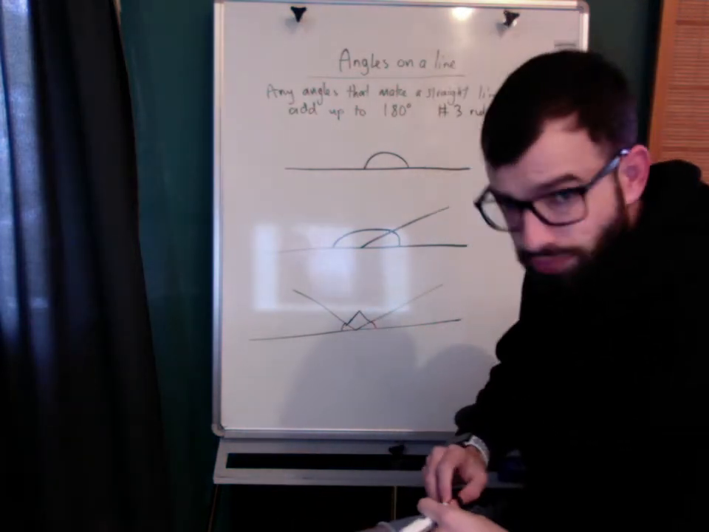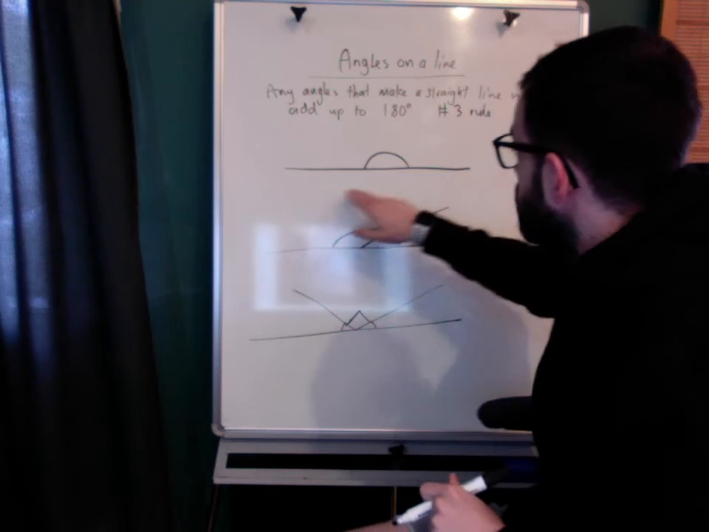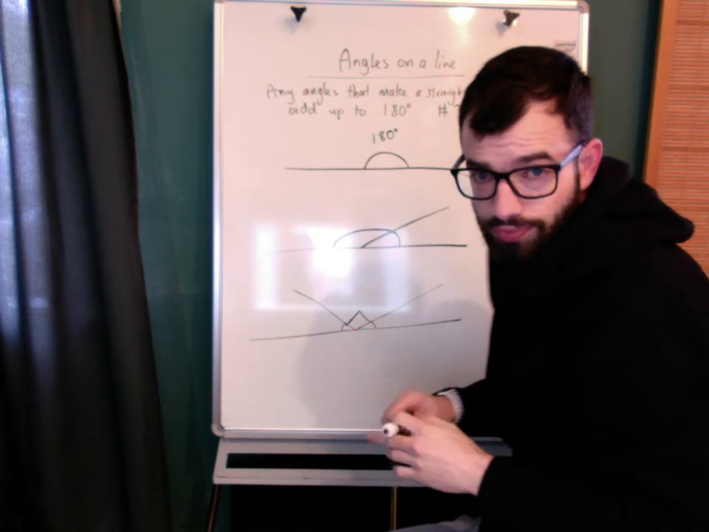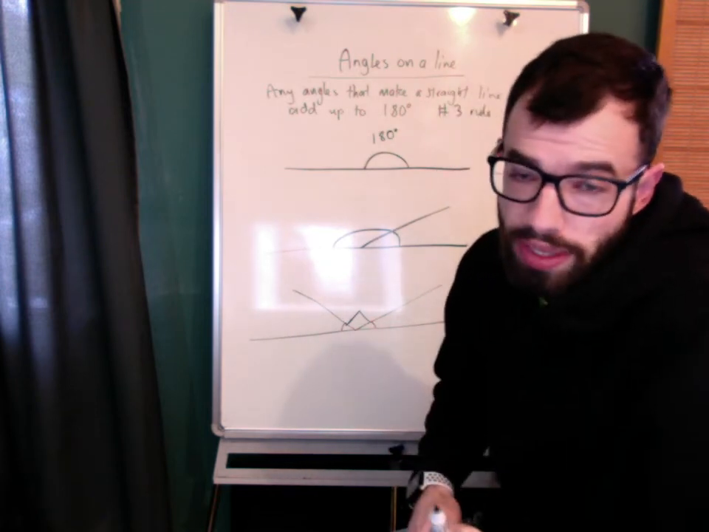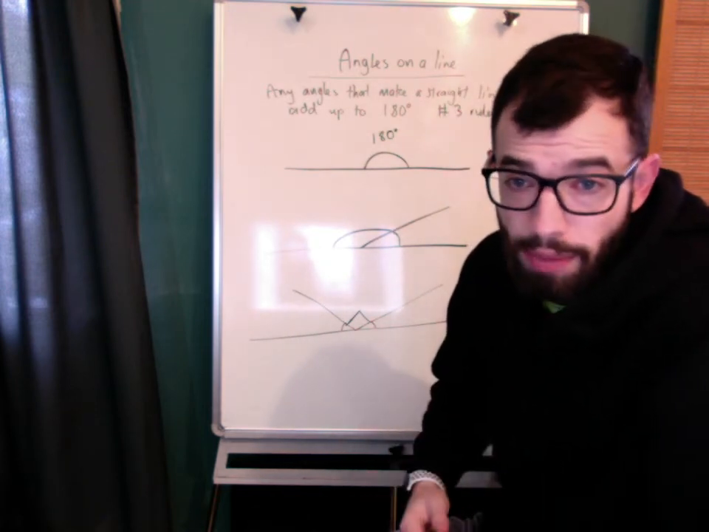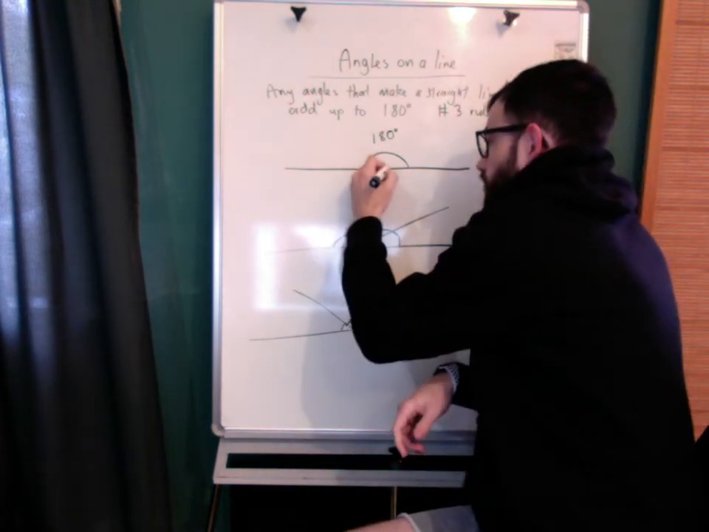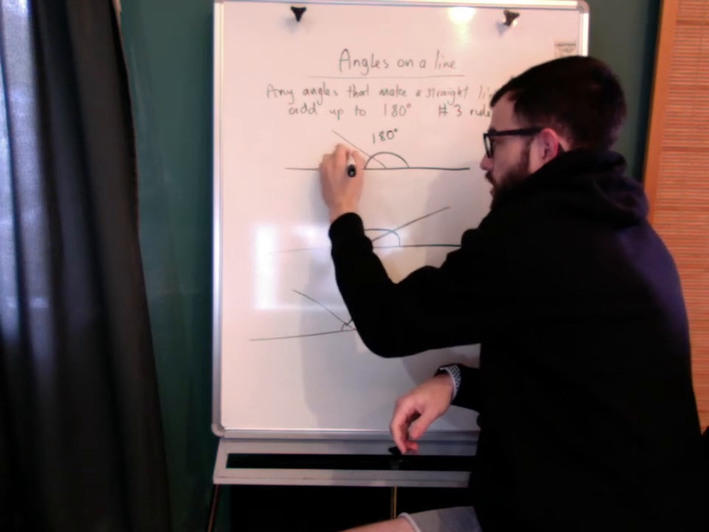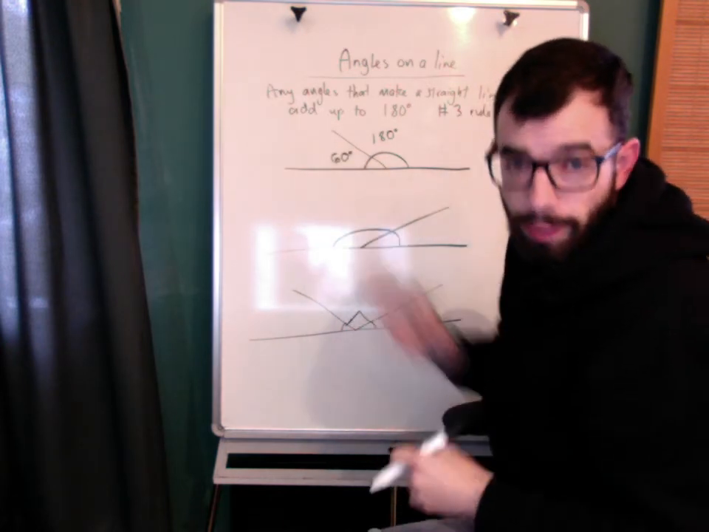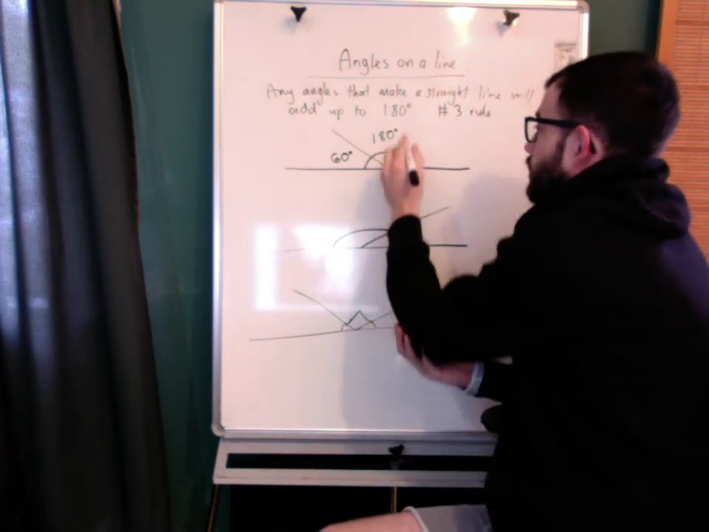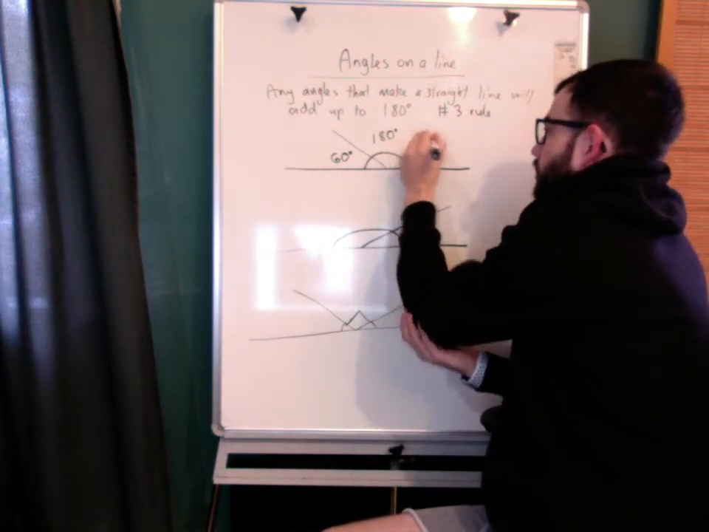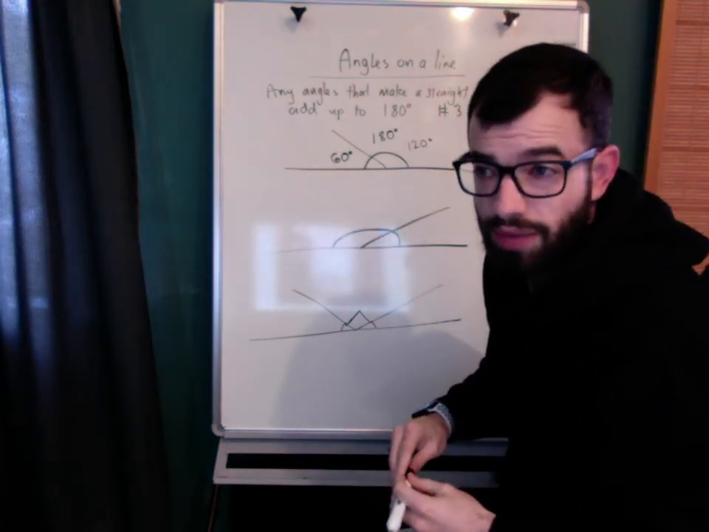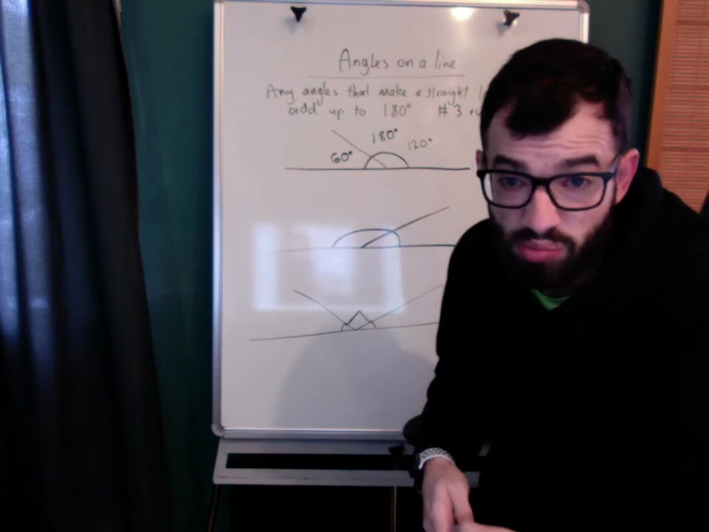Okay, so let's unpack this a little bit further. Here we have a straight line. We know that a straight line is going to be 180 degrees, but we also know that we can break angles up into multiple angles. So for example, we could have this angle here, and this could be 60 degrees, and we know that the other part of the angle, because it's going to have to make 180, is going to be 120. So as you can see, 60 and 120 together make 180. So angles on a line, pretty straightforward stuff.